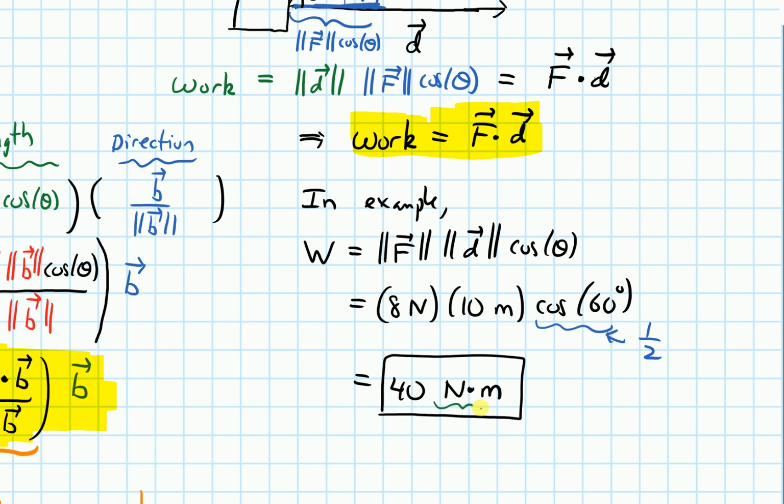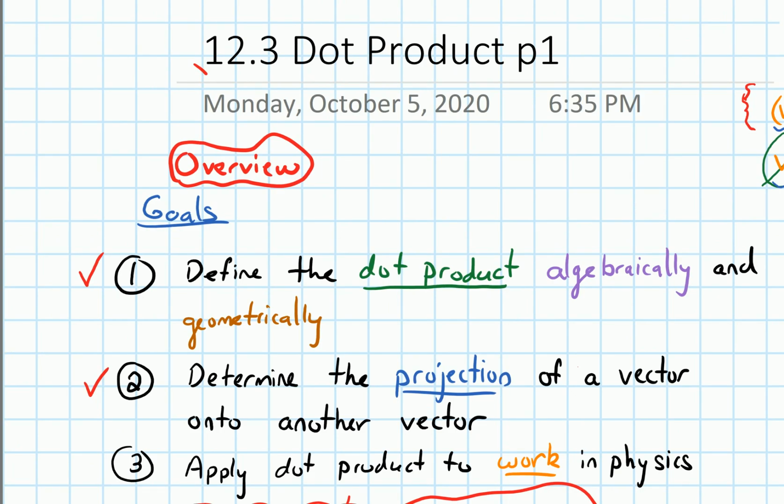A fun fact about the units here: if you've taken physics before, you might have seen this, but if not, this might be new. A newton meter has a special name; it is called a joule. So in terms of our goals, we have talked about how we can apply the dot product in physics to this concept of work.